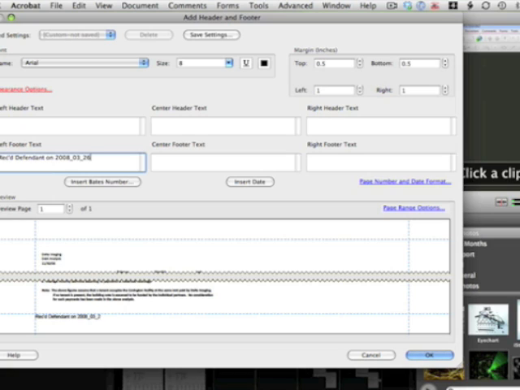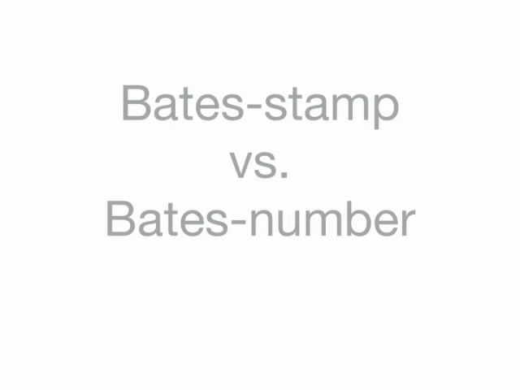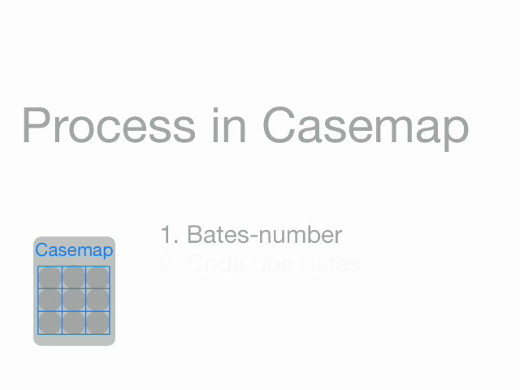Bates stamping is not the same as Bates numbering. So far we've only Bates stamped the documents to indicate where they came from and when we got them. Of course, the command in Acrobat that we used to do this was called Bates numbering. We still need to Bates number the documents, but that's one of the steps coming up when we process the documents in CaseMap. That process will be covered in an upcoming lecture.